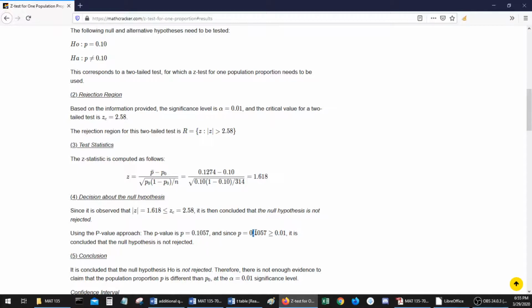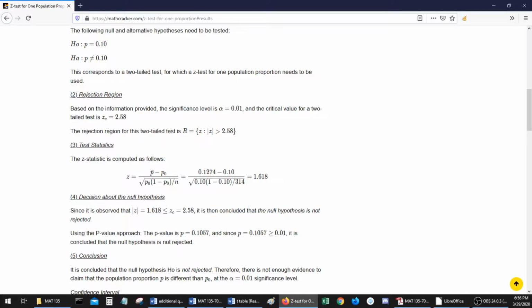And notice that it was guaranteed to be bigger than 0.01. The null hypothesis is not rejected. We failed to reject the null hypothesis because the p-value was bigger than 0.01. And so 0.1057 is the p-value. This was the only number I really cared about.